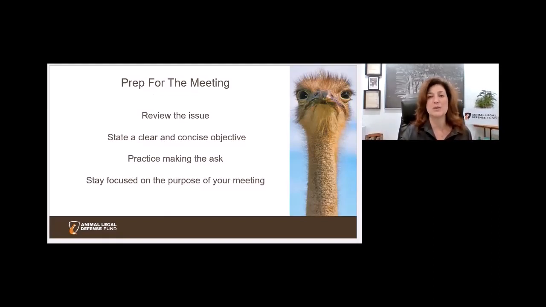A bill has been introduced by Senator ABC, Bill number 123, that would shut down the puppy mill to pet store pipeline by prohibiting the sale of dogs, cats, and rabbits in retail stores. Will you support Bill number 123 by becoming a co-sponsor? And can I count on you to vote yes when it is heard in committee and up for a floor vote?